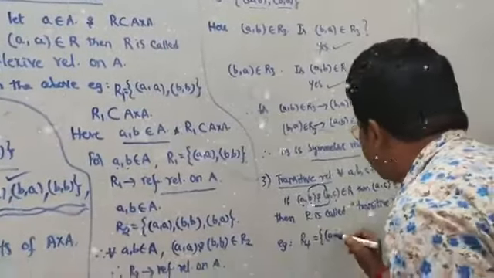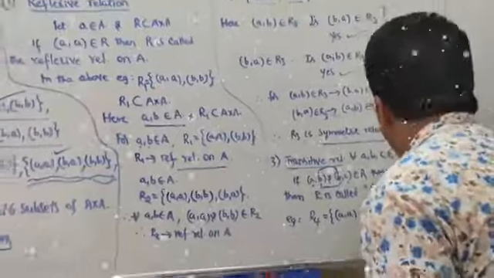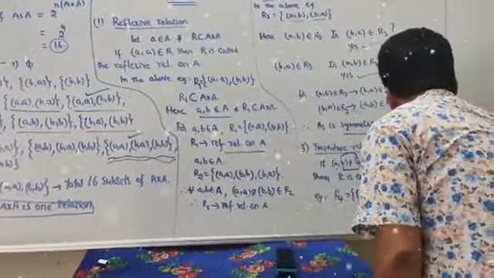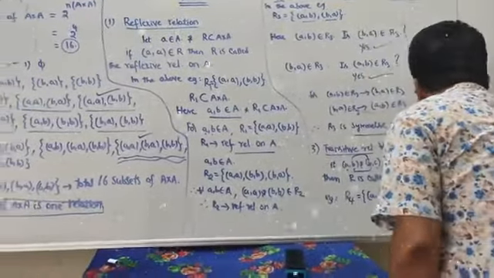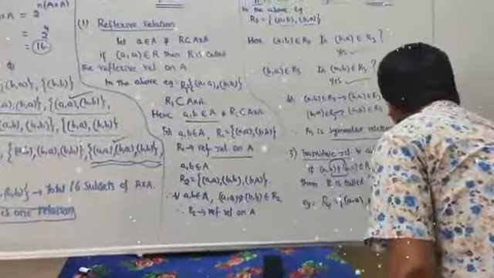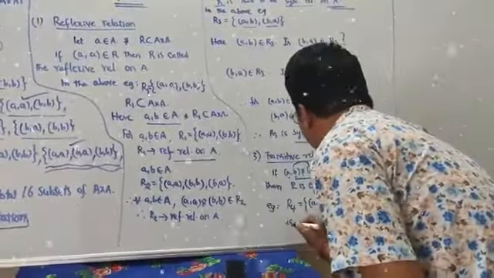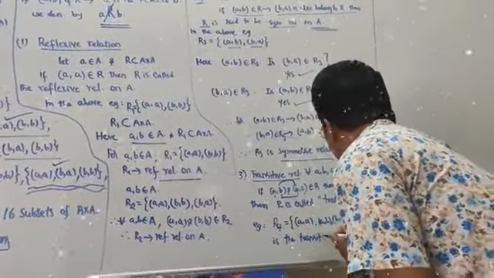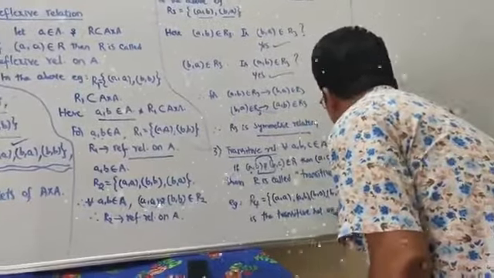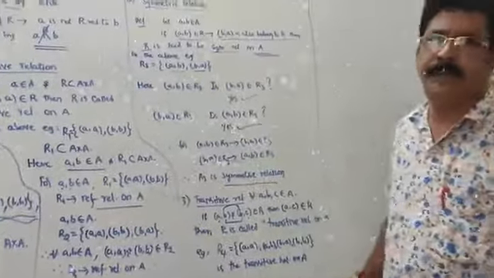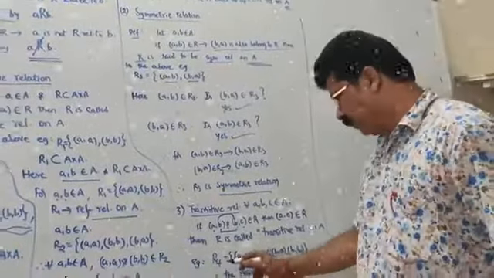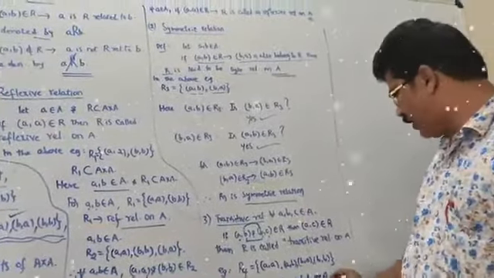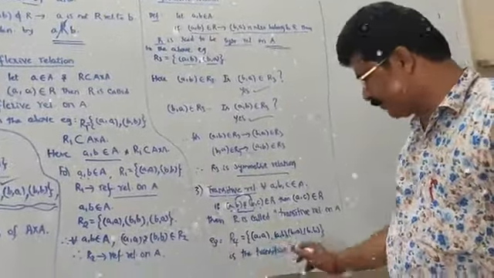(A, A), (A, B), (B, A), (B, B). So capital R4 is a transitive relation on capital A. So already I did know R4, this subset is a transitive relation on capital A. You can ask me how far it is true, sir, prove it.